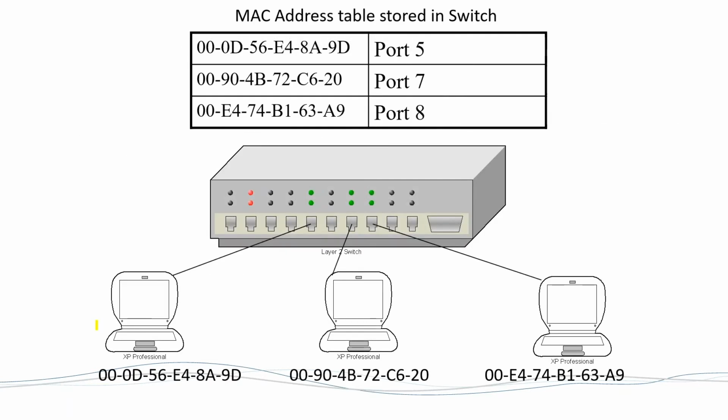So the machine sending the data sends that frame on the port. It's port 5 right here. Guess what the switch does? The switch says, oh, I just got some data from 000D56E48A9D. I'm going to store that in my table so that I know that's who's sitting at port 5. That's a MAC address table, sometimes called an ARP cache.